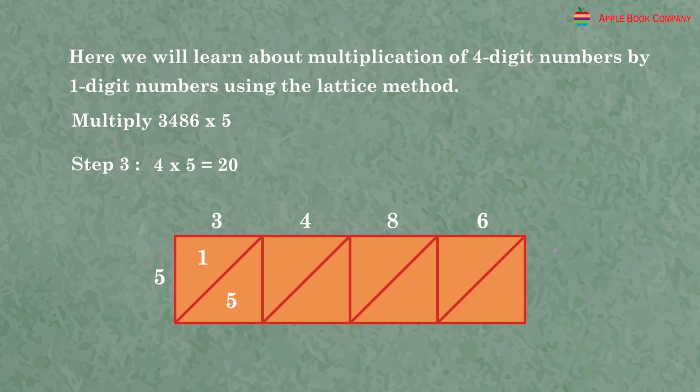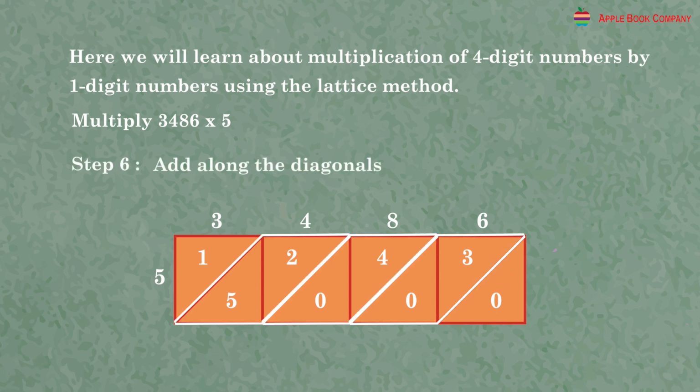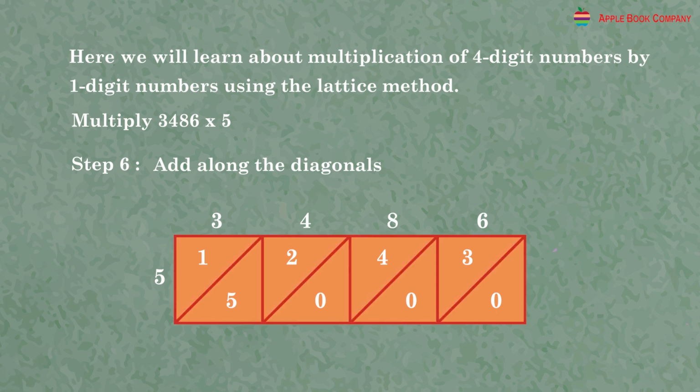Step 3. Multiply 4 by 5. Write the product in the second square. Step 4. Multiply 8 by 5. Write the product in the third square. Step 5. Multiply 6 by 5. Write the product in the square. Step 6. Add along the diagonals. If the sum is in 2 digits, carry the tens digit to the next place. Start here. The product of 3486 and 5 is 17430.